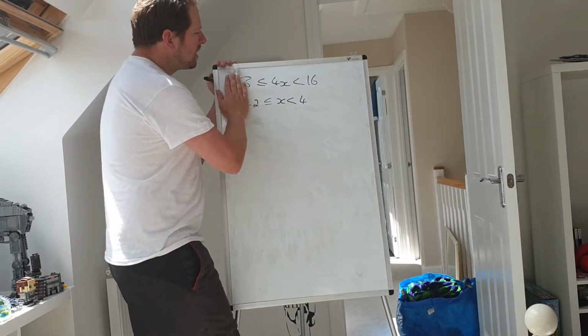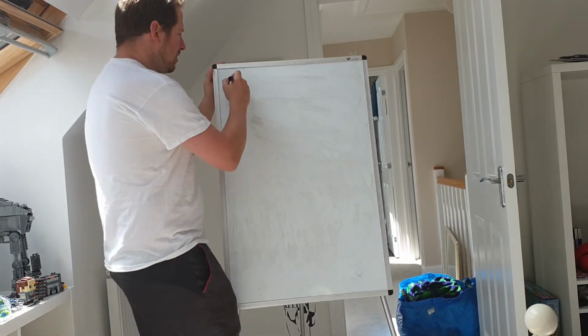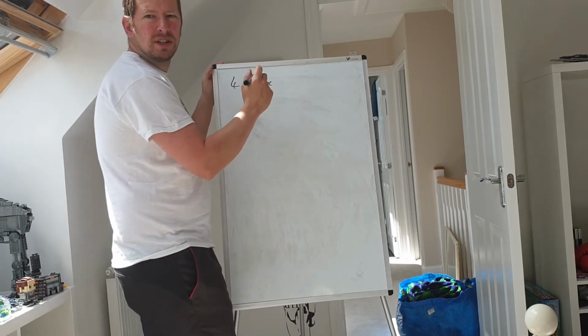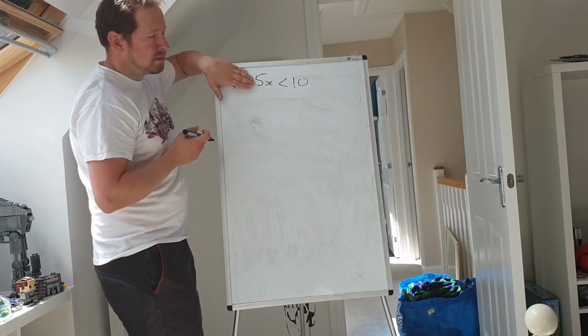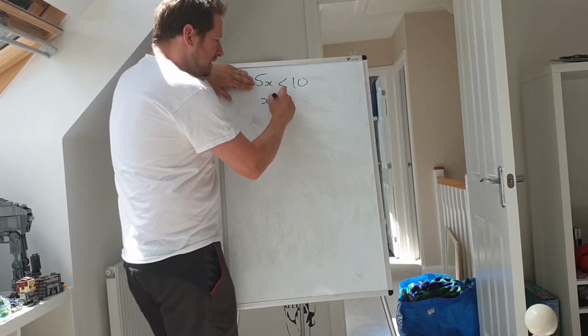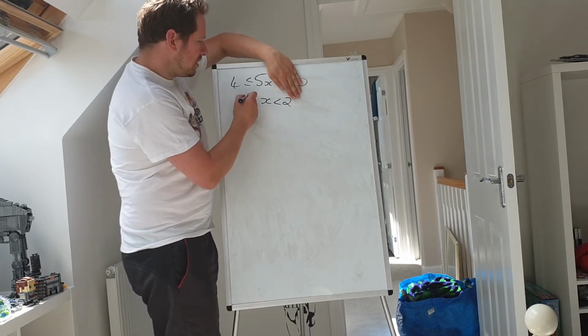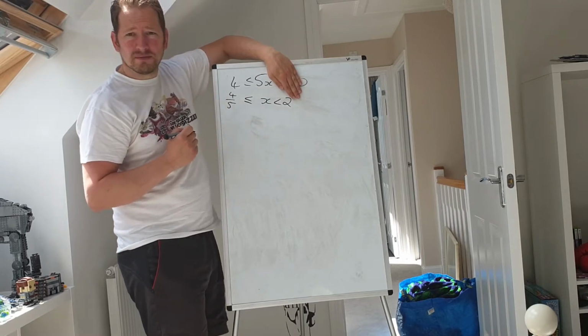What about though if the numbers don't go nicely? So what about if we've got 4 is less than or equal to 5x, which is less than 10. So the first one is nice. That's going to be x is less than 2. This one isn't quite so nice, so we leave it as a fraction, x is greater than or equal to 4/5. And that's it.